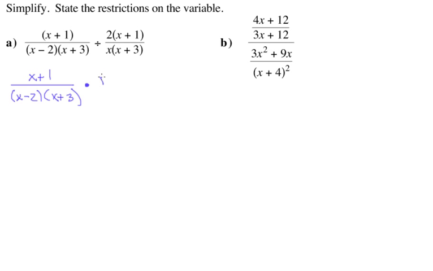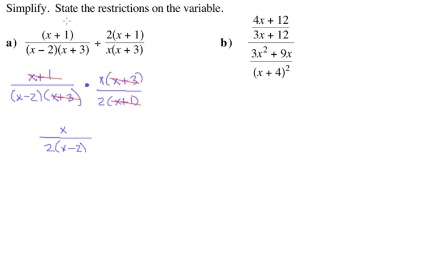So we get our x plus 3 upstairs now, and our 2 times x plus 1 goes downstairs. The x plus 1's cancel, the x plus 3's cancel, and so when that's all over, we still have an x in the numerator, and we have 2x minus 2 in the denominator. So that's our simplified version. There's nothing else that we can cancel in this case.